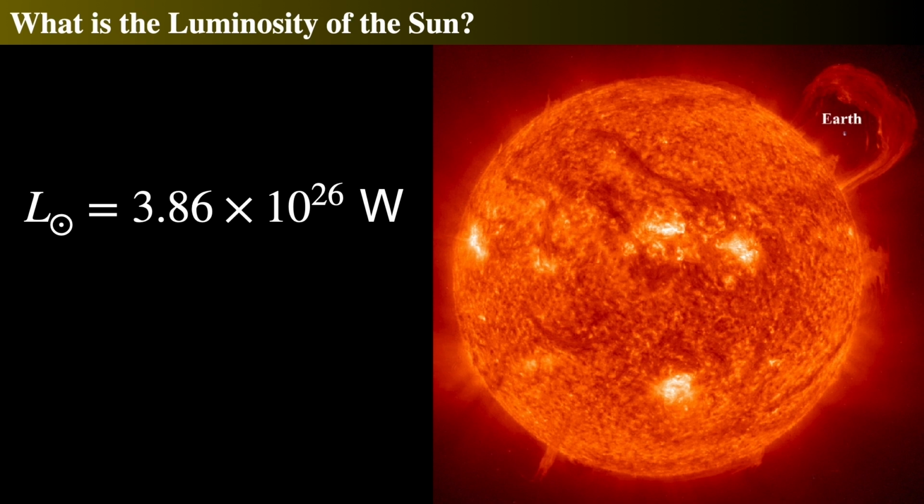Wow. And that's the wattage the sun puts out every second, or joules per second. That's what 1 watt is. 4 times 10 to the 26 watts. That's more energy being put out per second than has been put out in the entire recorded history since the Industrial Revolution. And that's what's happening every second. It's a lot of energy output.